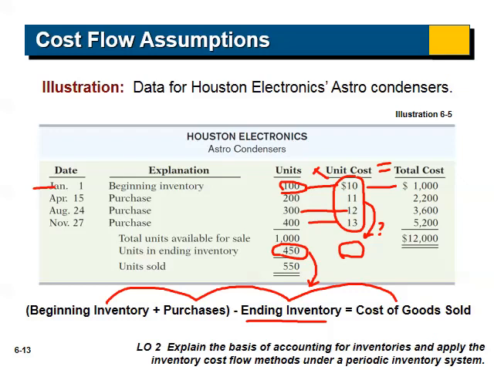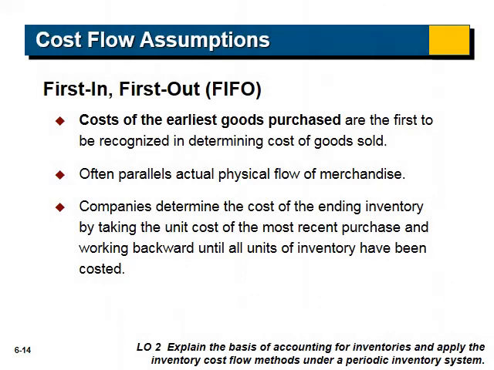So we're going to make an assumption. First in, first out. The assumption is the cost of the earliest goods purchased, the first goods in, are the first ones to be sold during the year. So we assume that the oldest ones are sold first. And this typically parallels actual physical flow. Not necessarily, but that's typically how you sell them, right? If you're selling milk, you want to sell the oldest ones first.